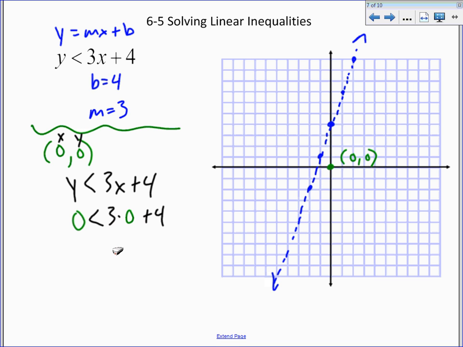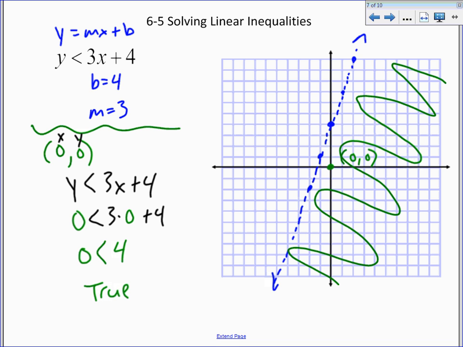So 3 times 0 is 0 plus 4 gives us 4. And we ask ourselves, is 0 less than 4? Well, obviously 0 is less than 4. And so we have found that 0, 0 does make that statement true. Since it is true, we know that 0, 0 is a part of this solution. And so we're going to shade it, saying, yes, that is part of the solution. The shaded region is our solution.